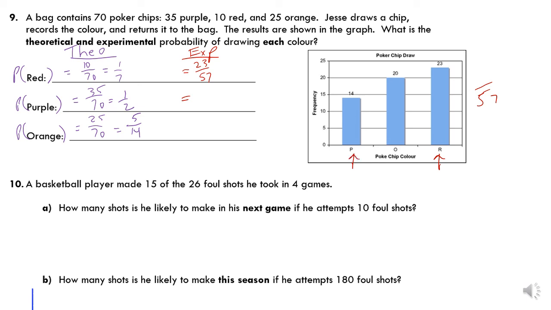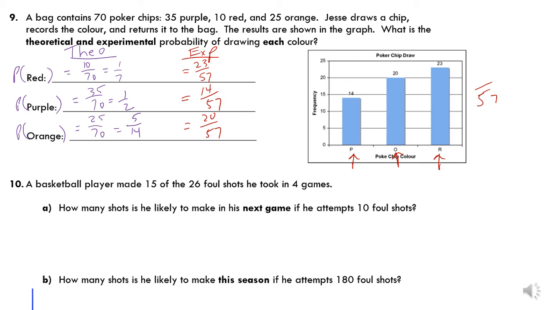He drew 14 out of 57. Again, make sure that doesn't reduce, or make it a percent. That does not reduce. And then orange, which is right there, he got 20 out of 57. Which again, make it a percent or reduce it, does not reduce.